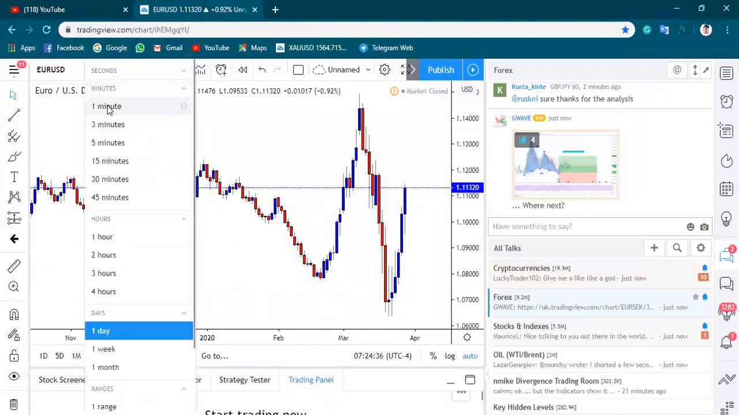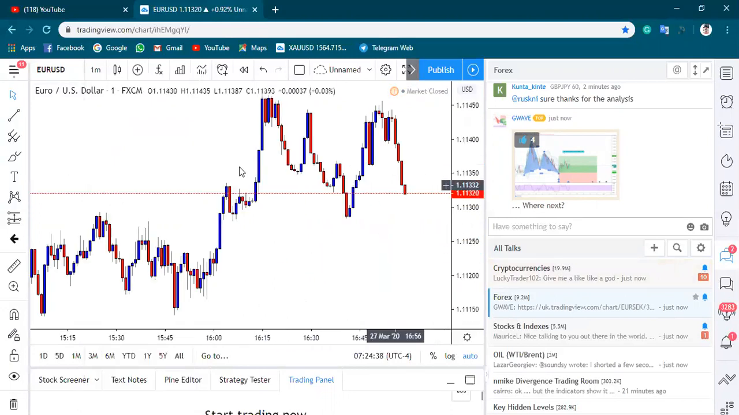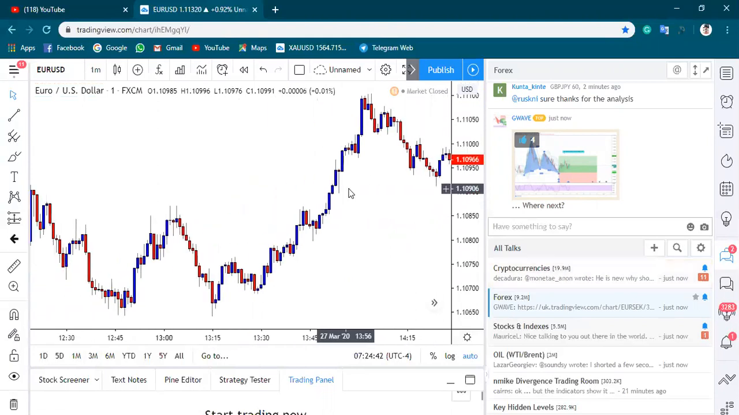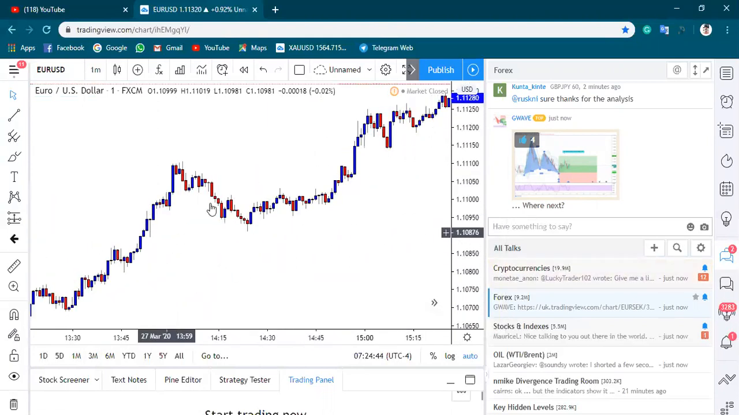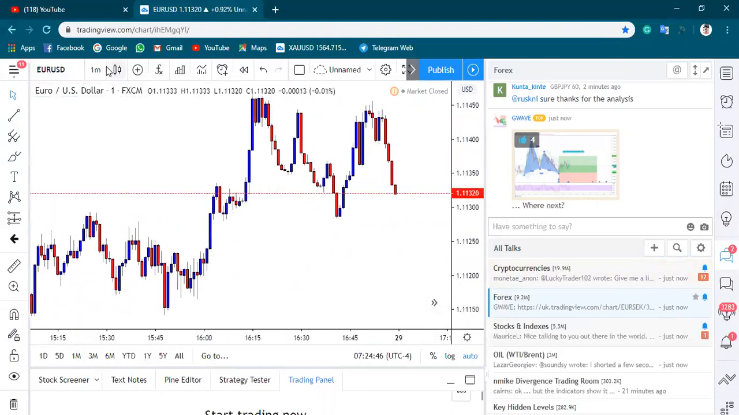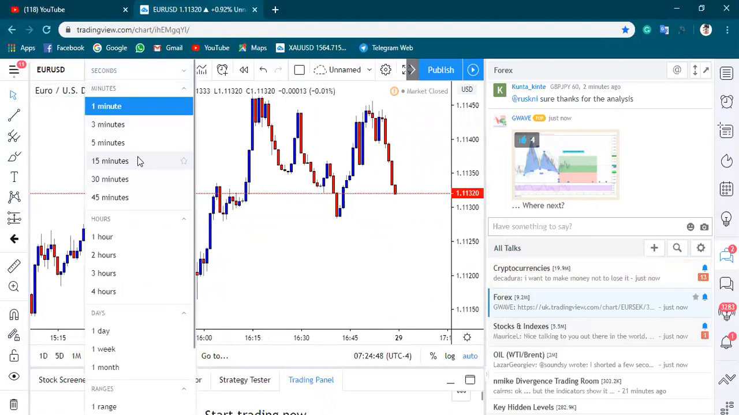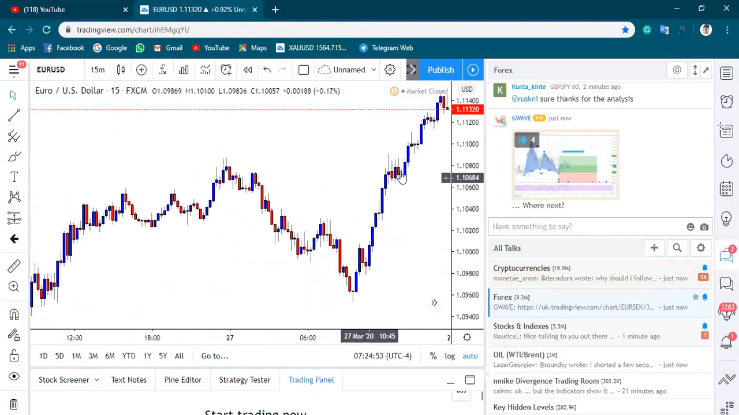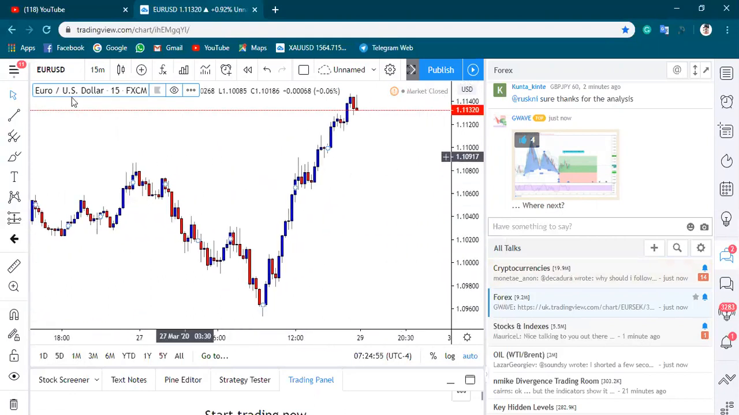Like in small time frames, if you open a 1 minute chart, there is so much noise. After every minute, a new candle forms, so that is not good. If you go to 15 minutes, every 15 minutes a new candle forms. So in small time frames, there's a lot of noise. You will see a lot of reversal candles, which will be a trap.